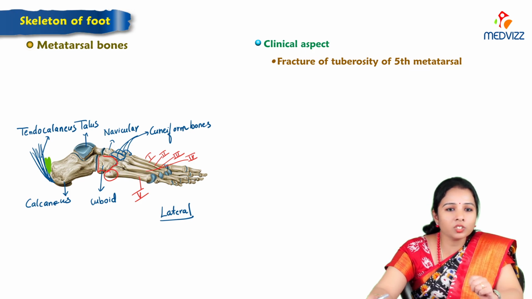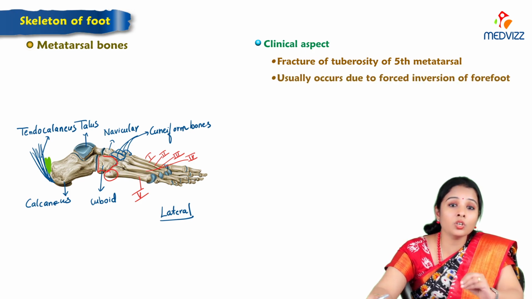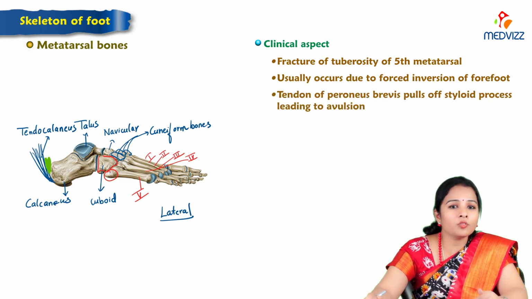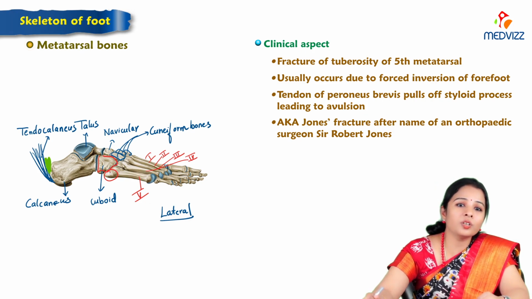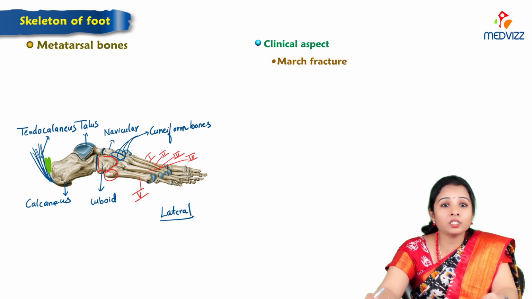The fracture of this part usually occurs due to the forced inversion of the foot, when the tendon of peroneus brevis pulls the styloid process, leading to avulsion fracture. So this fracture is also called as Jones fracture, after the name of an orthopedic surgeon, Sir Robert Jones, who himself sustained this fracture. Next fracture is the March fracture.